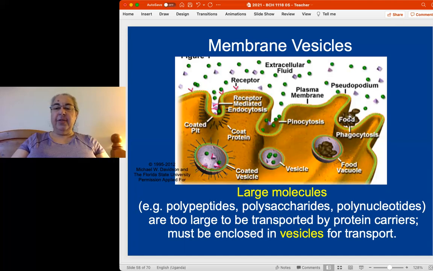Here we see a similar thing happening with an even larger molecule, a food particle, perhaps a lot of molecules here. And this is phagocytosis. And here is receptor-mediated endocytosis, which we'll talk about in a minute. But the common feature here is that all these things that end up inside the vesicles, inside the cell, are too large to pass through the cell membrane by the transport mechanisms that we've seen so far.